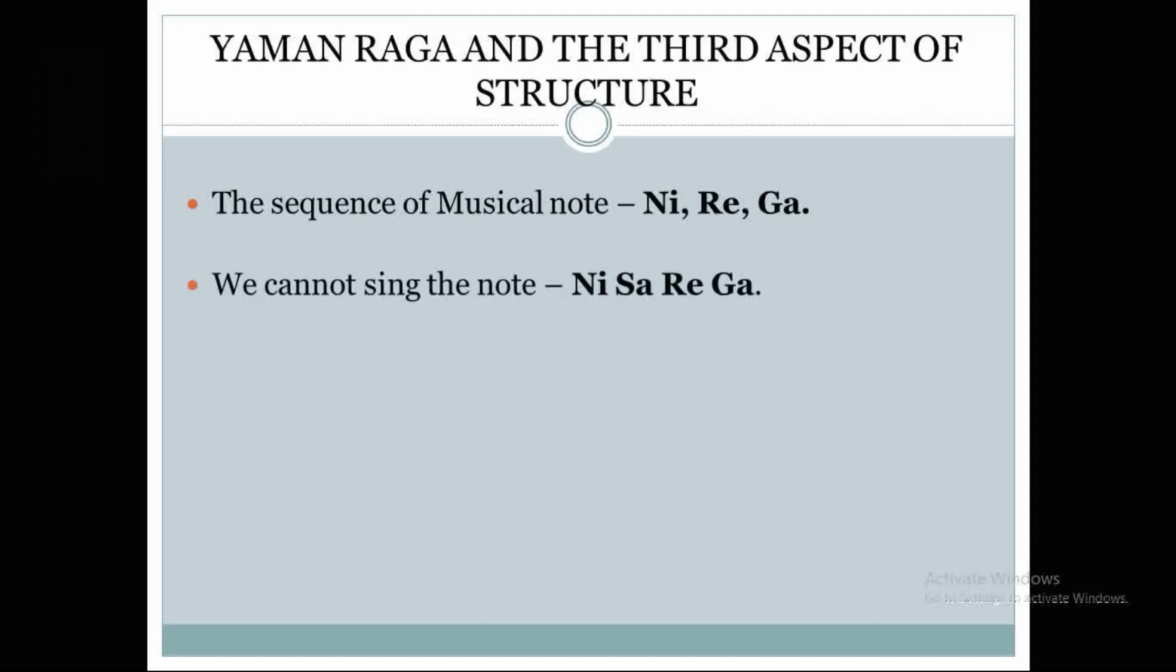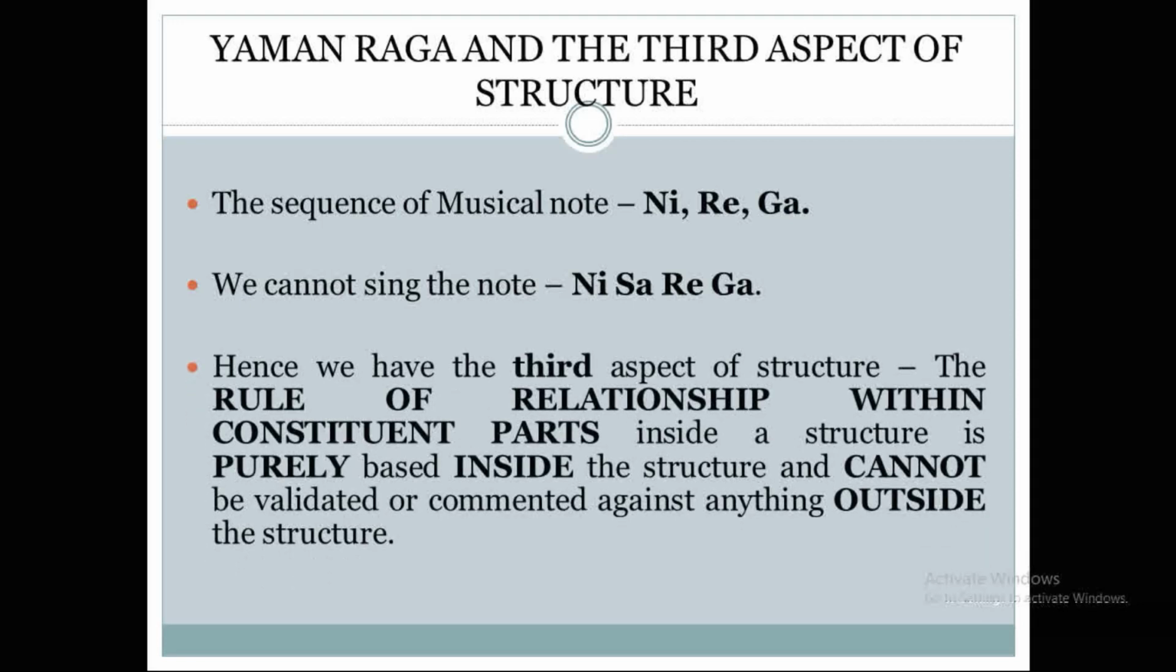You cannot say that Yaman raga is Ni, Sa, Re, Ga. That sequence is based on a rule that is inside the structure. So in Yaman raga, you don't start off with Ni, Sa, Re, Ga. Rather, you start off with the sequence Ni, Re, Ga. Here we come to the third aspect of structuralism. That is, the rule of relationship between the constituent parts inside a structure is purely based inside the structure and cannot be justified or invalidated outside the structure.